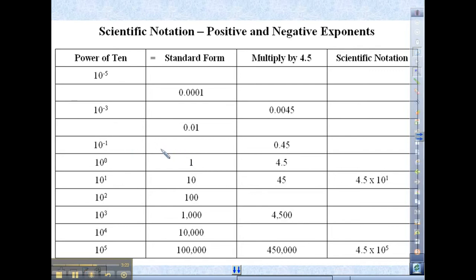So 10 to the negative 1 power is 1 over 10 to the positive 1 power, which is 1/10, or 0.1. This can be 10 to the negative 2, 10 to the negative 3, 10 to the negative 4. So we've got 0.1, 0.01, 0.001, 0.0001, and here we've got 0.00001.